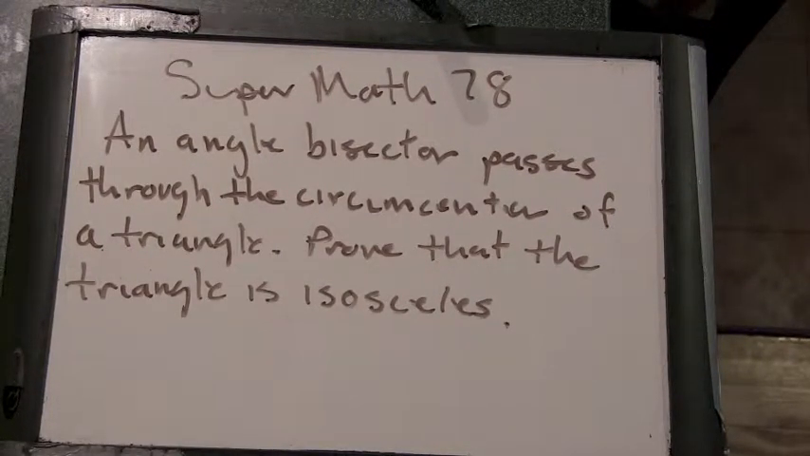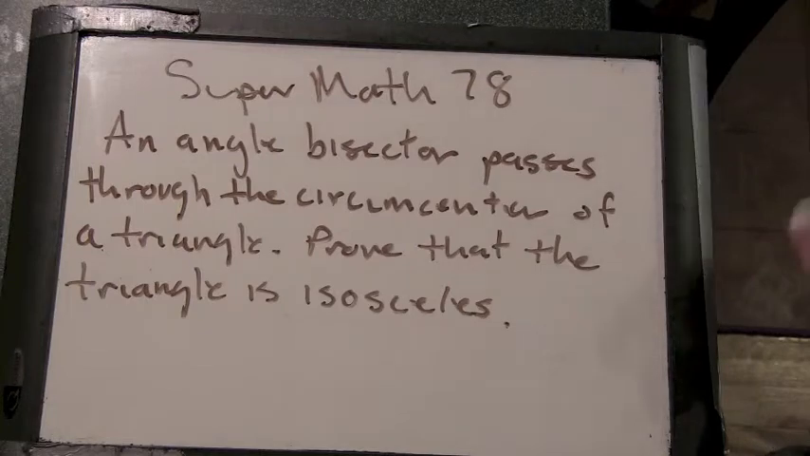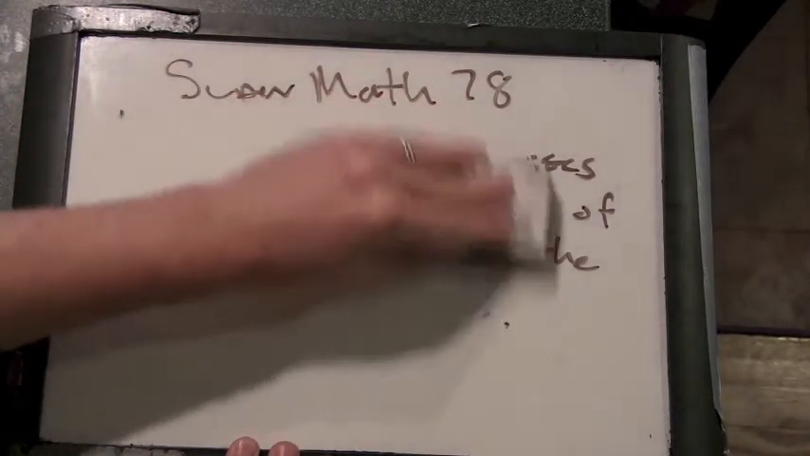SuperMath 78. So we're revisiting the problem we did this morning, after talking about it a little bit, and seeing if we've learned some problem-solving lessons. An angle bisector passes through the circumcenter of a triangle. Prove that the triangle is isosceles. Do you understand the problem? Yep. All right. Let's see how we can approach this problem.